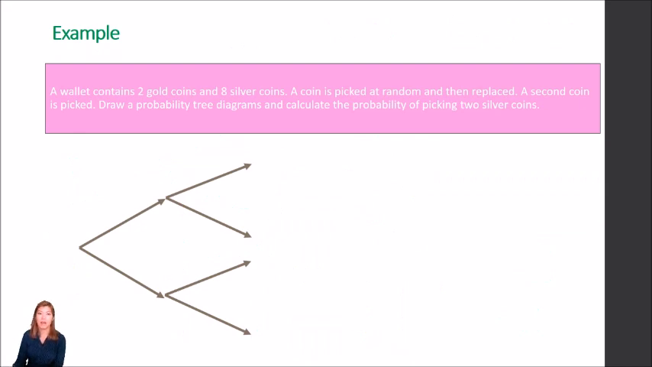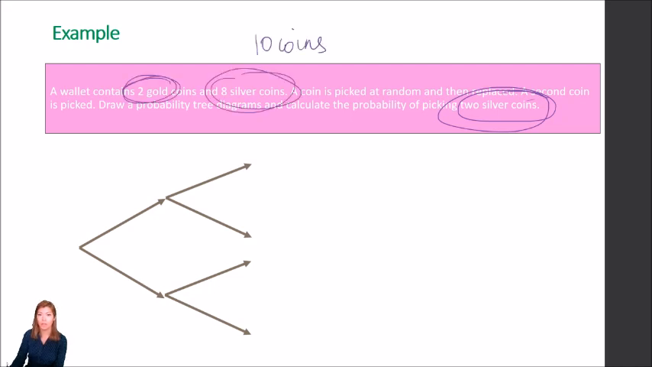Let's look at the next example. A wallet contains 2 gold coins and 8 silver coins. A coin is picked at random and put back. A second coin is picked. Draw a probability tree diagram and calculate the probability of picking 2 silver coins. So we've got 2 gold coins and 8 silver coins. So we have 10 coins all together. So we got gold and silver.